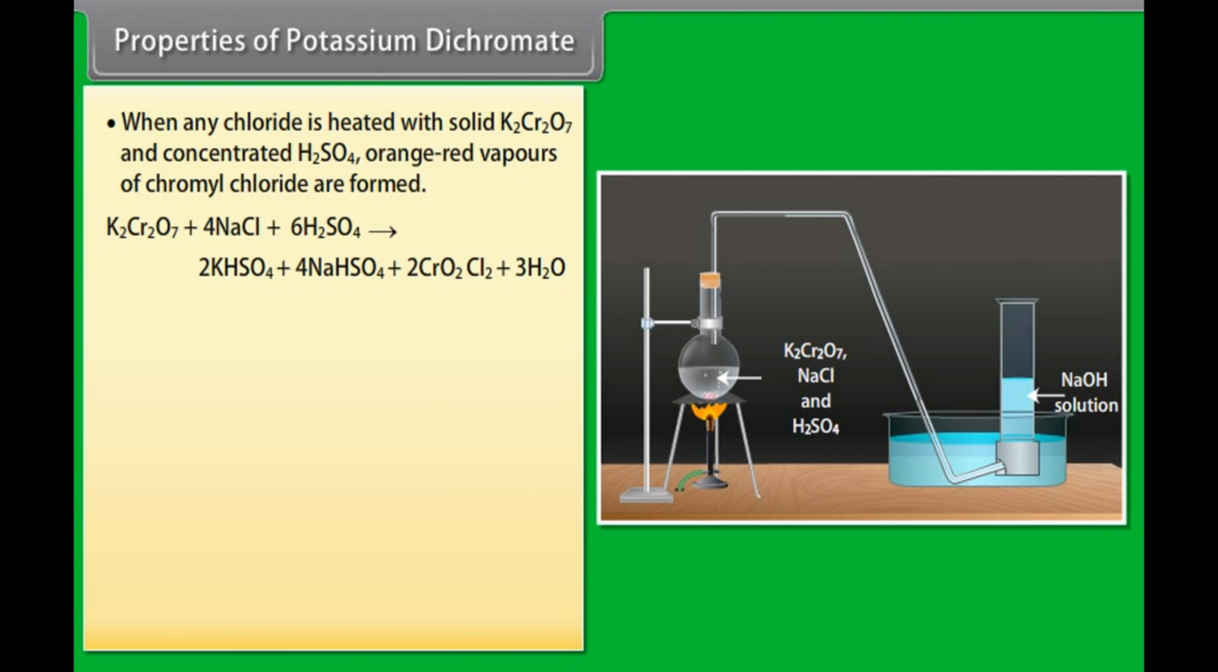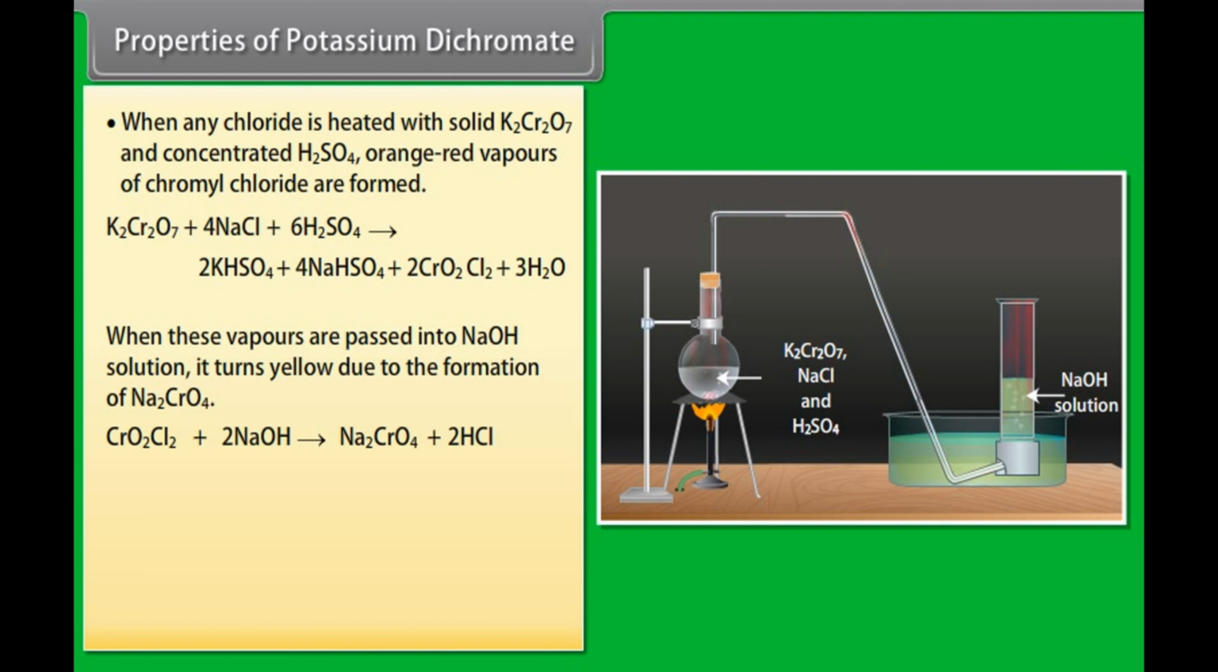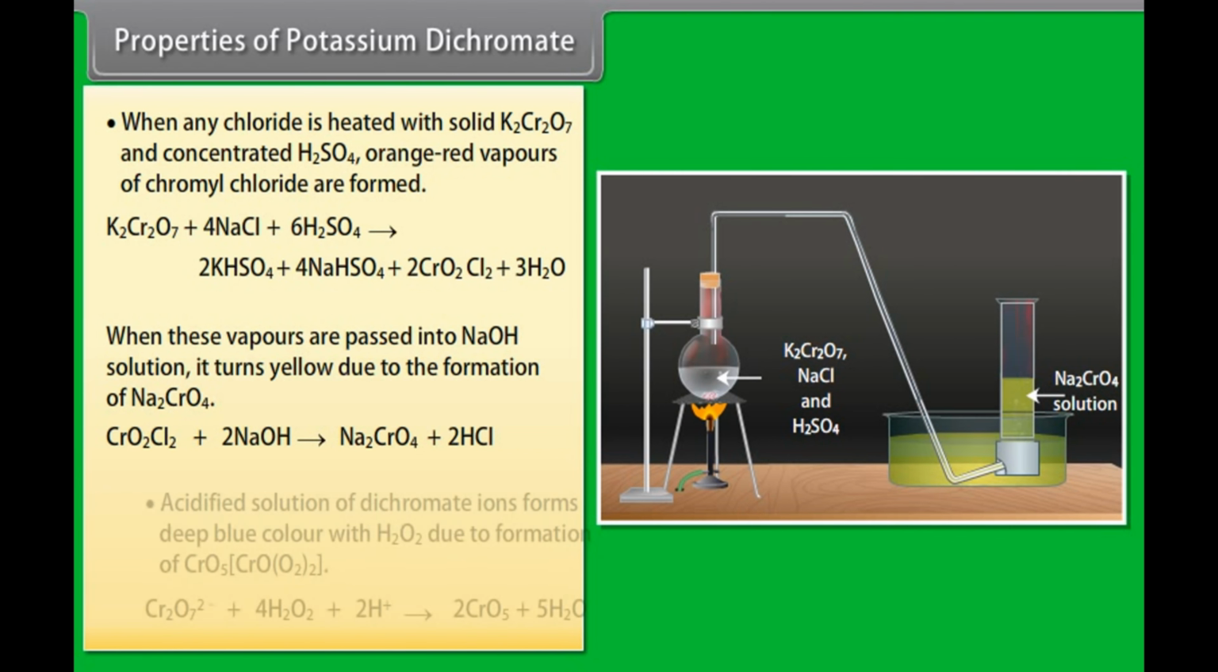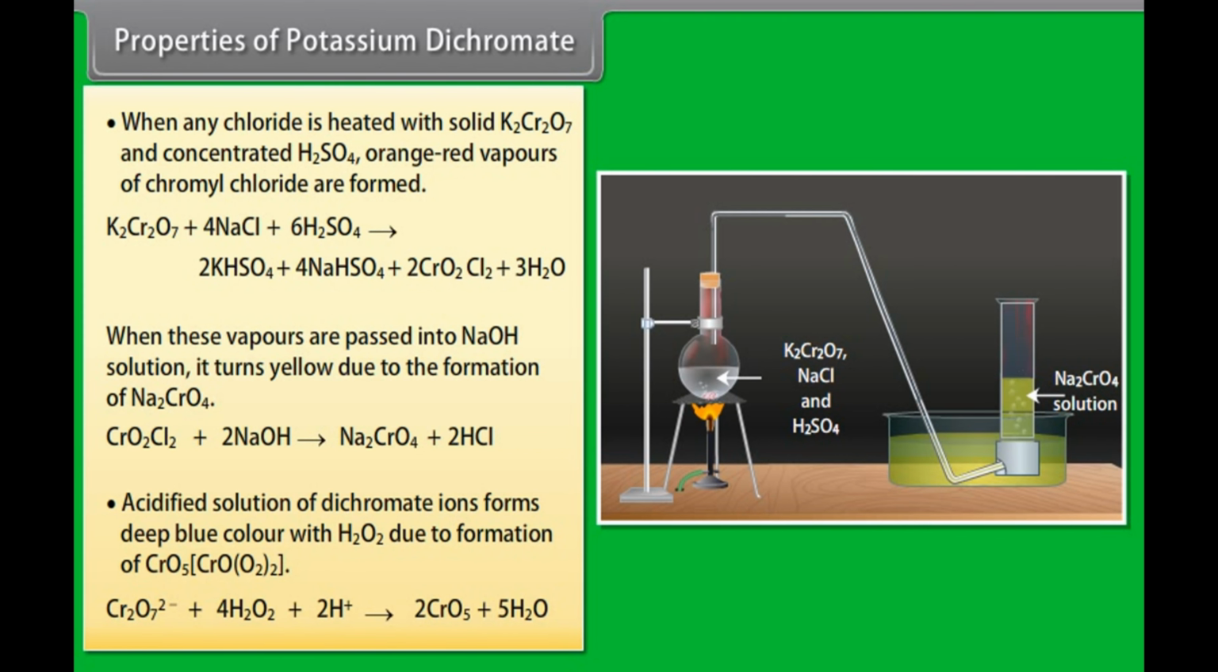When any chloride is heated with solid K2Cr2O7 and concentrated H2SO4, orange-red vapors of chromyl chloride are formed. When these vapors are passed into NaOH solution, it turns yellow due to the formation of Na2CrO4. An acidified solution of dichromate ions forms a deep blue color with H2O2 due to formation of CrO5, CrO(O2)2.